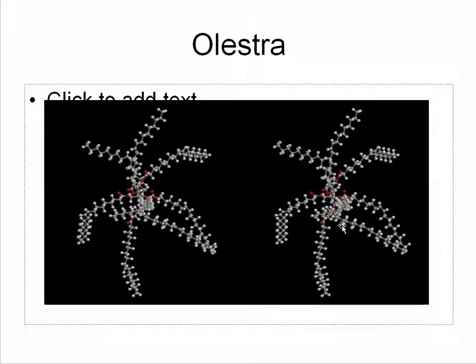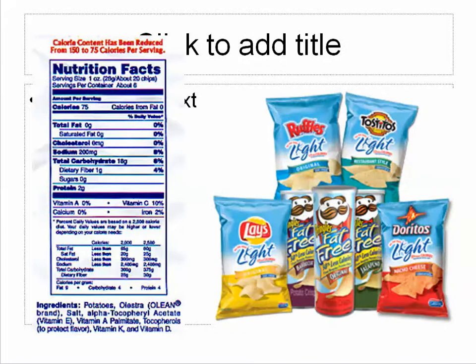So Olestra did not get metabolized. There was no calorie content in it at all. And then here are some of the products that Olestra was used in. So here's your fat-free Pringles and your fat-free Doritos, and anything that said the word light on the bag typically had Olestra in it. So in the ingredient list down here at the bottom, you're going to see potatoes, Olestra, Olean brand, salt, look, alpha tocopherol acetate.